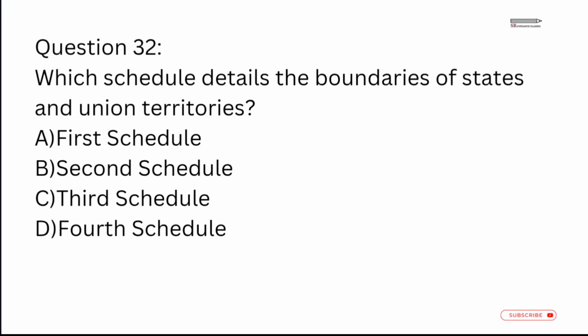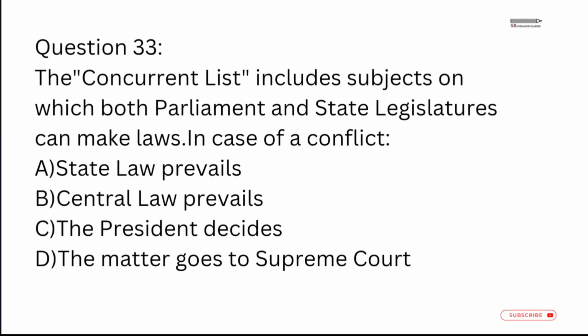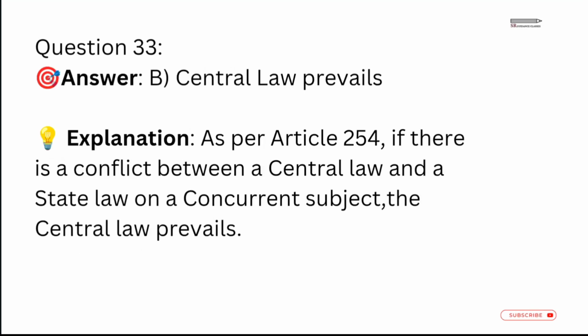Which schedule details the boundaries of states and union territories? The answer is option A, first schedule. The concurrent list includes subjects on which both parliament and state legislatures can make laws. In case of conflict, the answer is option B, central law prevails.